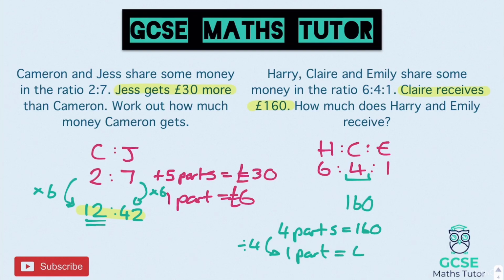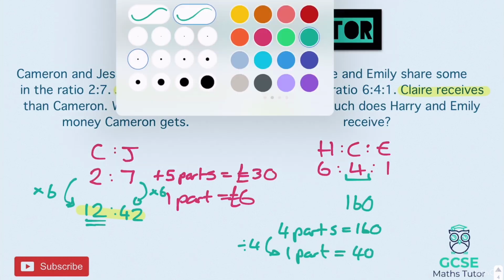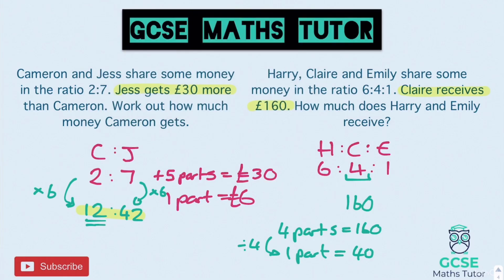Which means that all the numbers in that ratio there have all been multiplied by 40. So we can just times both of these by 40 here. 1 times 40 gives us 40, and times in this one by 40. And 6 times 40 gives us 240. There we go, so 240. And what does it say? How much does Harry and Emily receive? Well, Harry receives 240 and Emily receives 40.